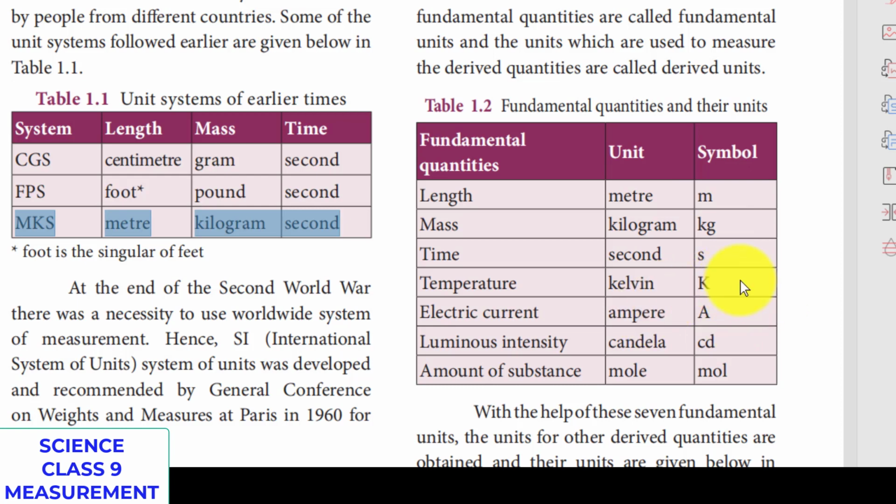It is not differentiated in this case, but if you switch over to electric current, see here, it is ampere. Ampere is the name of a scientist, and you have to use capital A to denote the symbol related to electric current. Okay. Candela, cd. Amount of substance, it is mole. In the symbol, you have to use only mol.